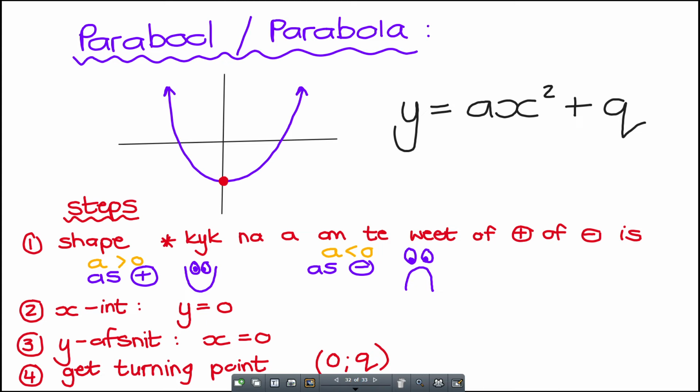Goed, so kom ons kyk gou. Ek gaan een saam met julle teken en dan gaan julle vir my enetjie alleen teken. Right, example 1. Y is gelyk aan 2x kwadraat. Okay, so I want us to sketch that. So let's just quickly run through our steps again.